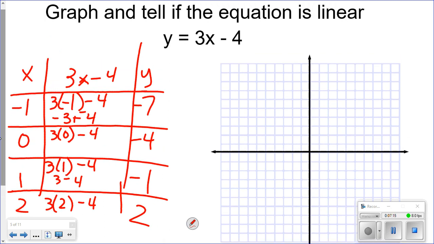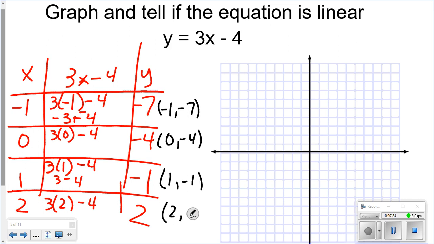There should be some kind of pattern. You can see the pattern. I'm going up by 3s every time, so something is correct. So I'm doing all right. Now I have to figure out my ordered pairs, just like what we were doing before. Let's find them. This would be -1, -7. This would be 0, -4. This would be 1, -1. This is going to be 2, 2. Okay, now as soon as I have my ordered pairs, I can start to graph.